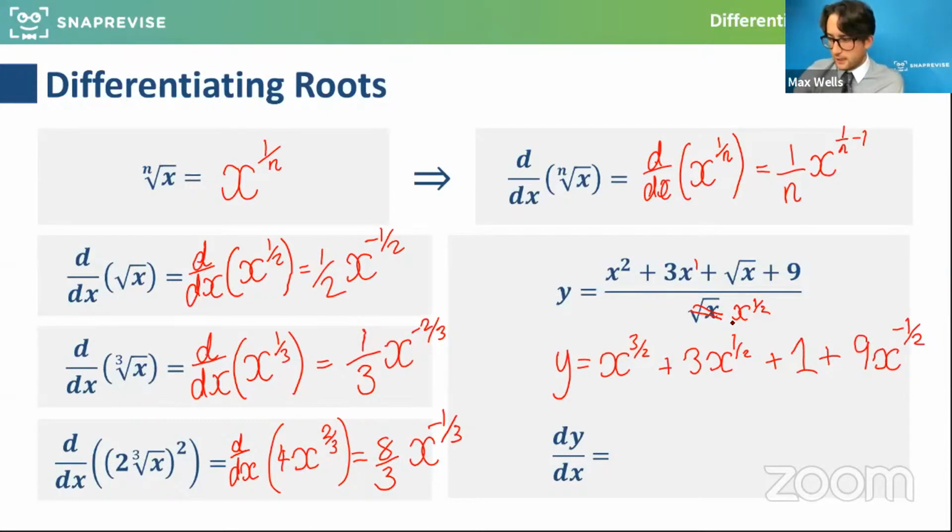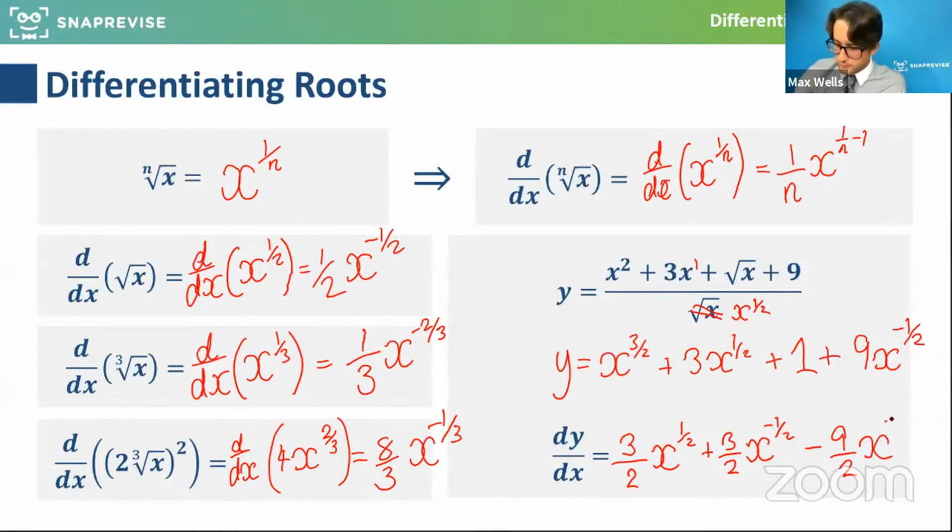So differentiating now, 3 over 2 times x, so 1.5x, and minus 1 from that power would be a half. And then 3 over 2, x to the minus a half. The 1 is going to go because it's a constant. And then this would be minus 9 over 2, x to the minus 3 over 2.